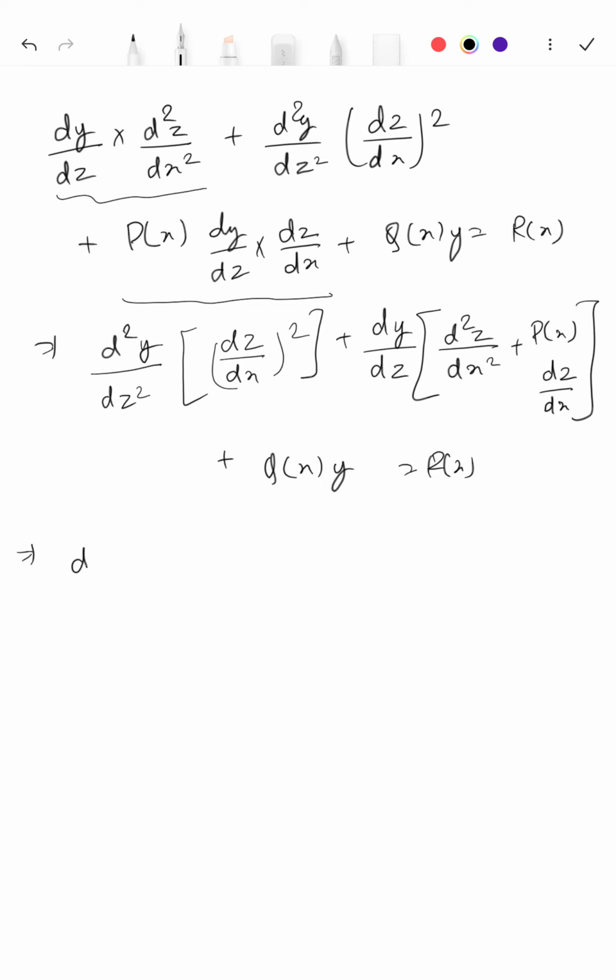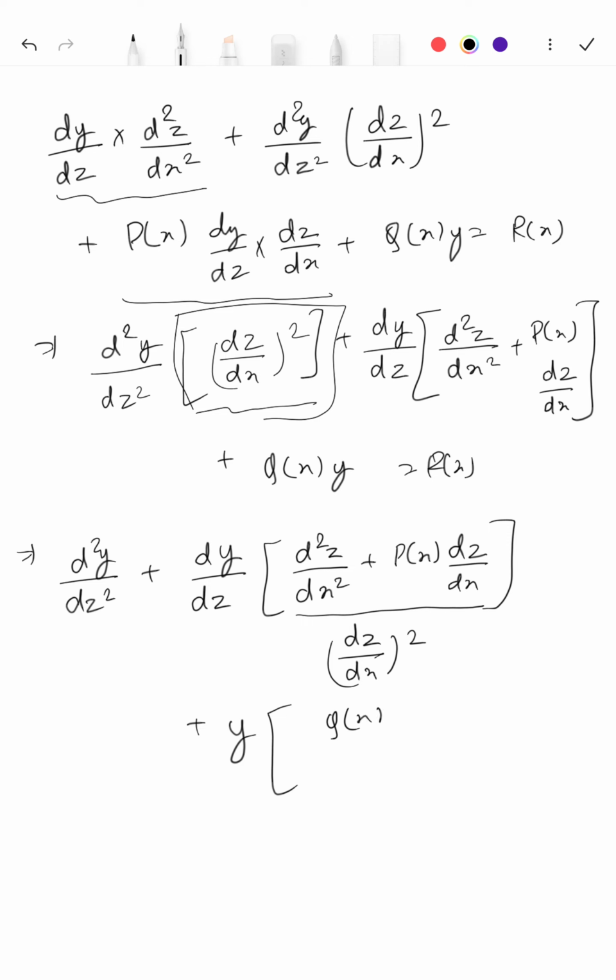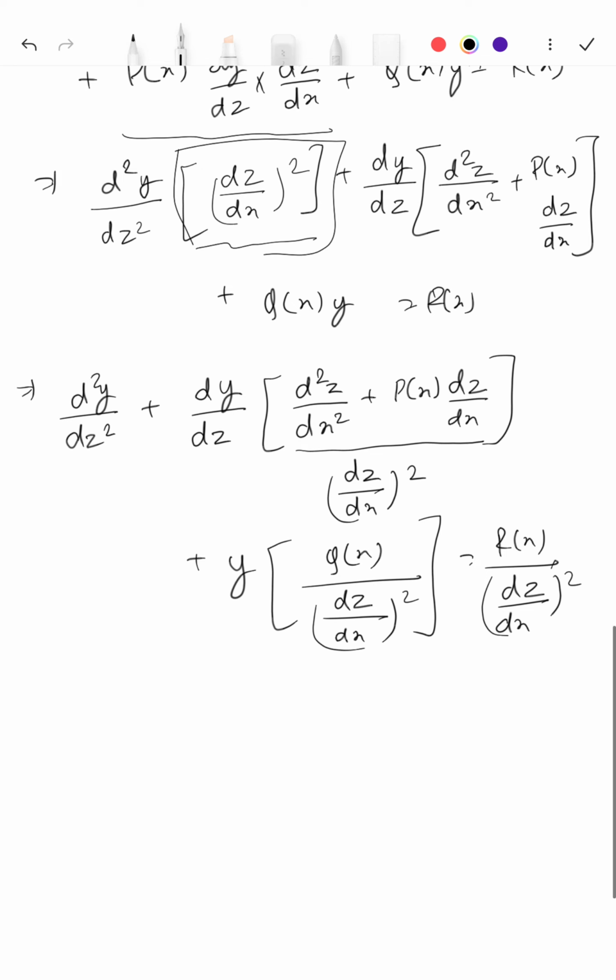So here we get d square y by dz square plus, since we are dividing by this term, dy by dz times (d square z by dx square plus px times dz by dx) whole divided by (dz by dx) whole square, plus y times qx by (dz by dx) whole square is equals to rx by (dz by dx) whole square. Okay, now I have to make a call, right?